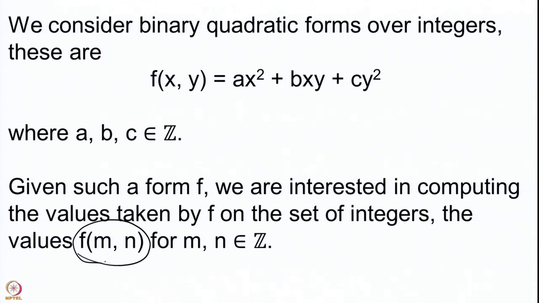So, not one number, that would be a very easy thing. If I want to just compute f(0, 0), that would give me 0, it is a homogeneous form. If I want to compute f(1, 1), that would simply be a + b + c. So, those are easier things, but I would like to compute the set of values where m and n are taken to be all integers. This is the set that I would like to compute.